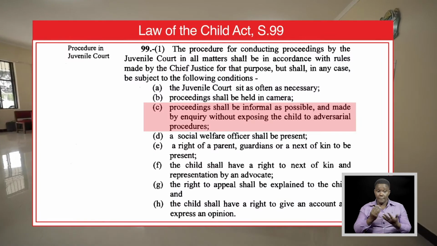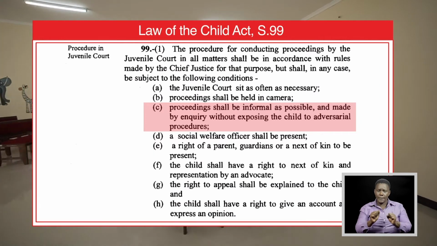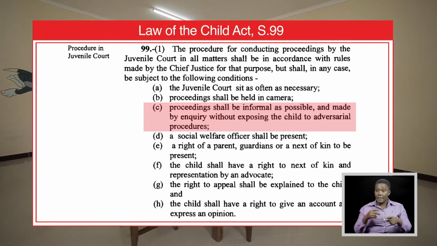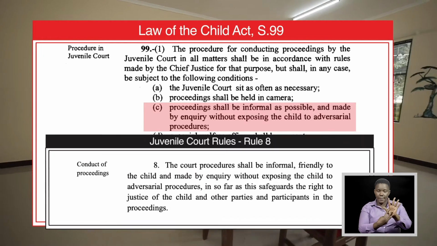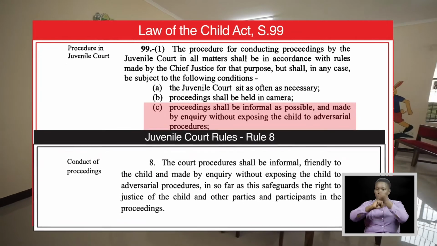When we talk of camera proceedings, it is specifically meant that proceedings are not open for the public to see, and even for the media to report. That is strictly forbidden, and magistrates or judges should adhere to this particular principle. Proceedings shall be as informal as possible and made by inquiry without exposing the child to adversarial procedures. Rule 8 of the Juvenile Court Rules supports this.